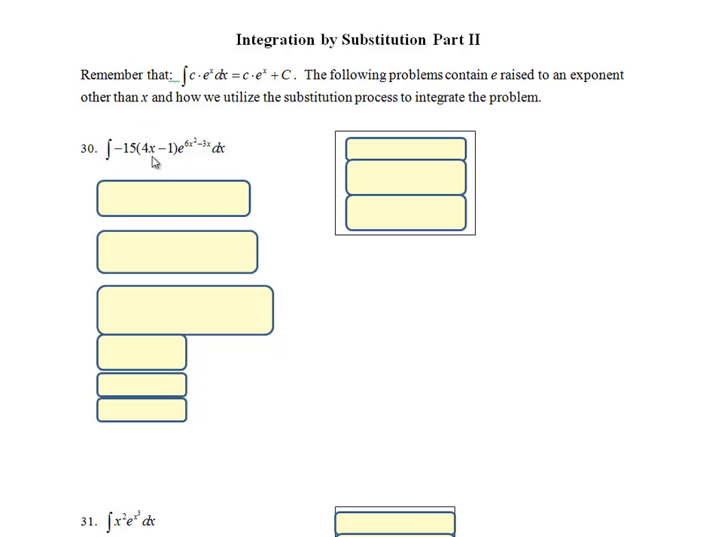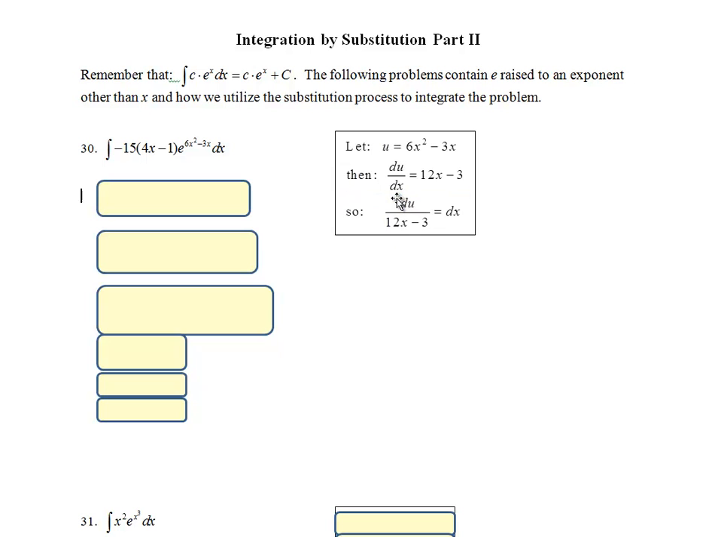So as I scan through this problem, I see e, so e takes precedence. So whatever this exponent is going to be my u. So let's see if I did that. So u is equal to 6x squared minus 3x. Remember from the last part we went and got the derivative, du over dx, so this would be 12x minus 3. And then we had to solve for dx. So I would end up with du over 12x minus 3 equals dx.